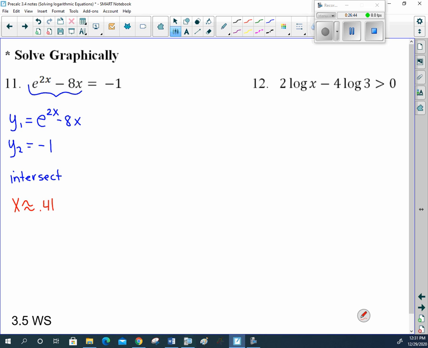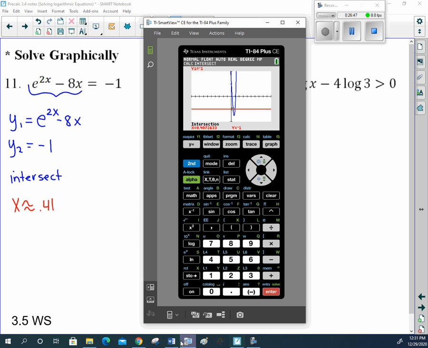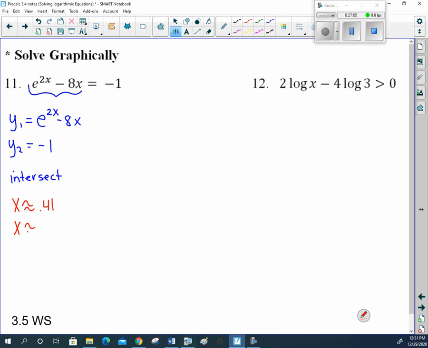Okay, and then let's figure out what the other answer is. So we'll do intersect again. And yes, yes. And then over here, enter. And so that looks like, what, 0.93? So our other answer is about 0.93. Okay, now we'll do the other question here.